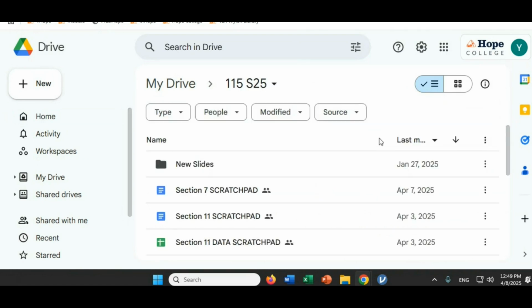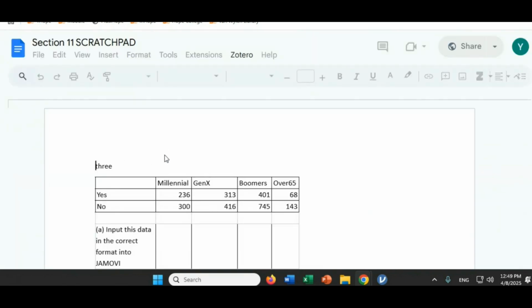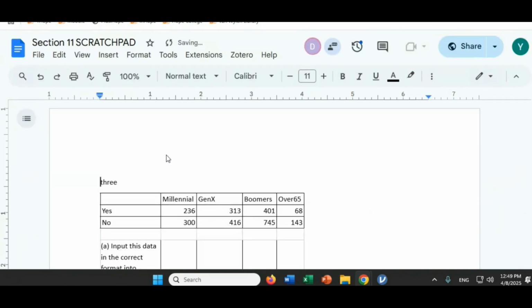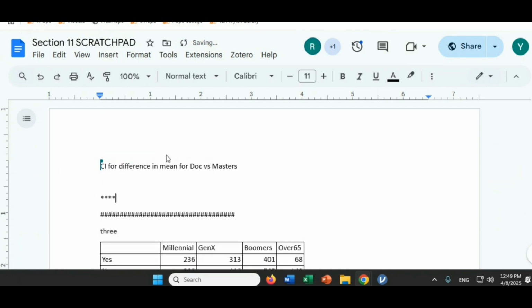And this is section 11. Okay, here it is. Let's form a CI for difference in mean for doctorate versus masters. I'll start you off. Remember, when you do a CI for difference, it's something minus something.